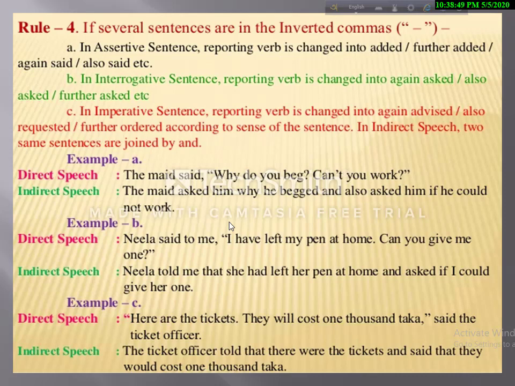Okay, dear students, let us have another example to make it clear to you. Nila said to me, I have left my fan at home, can you give me one? Okay, so there are two repeated speeches, but the repeating verb is only one, that is said. So what will be its answer? Nila told me that she had left her fan at home and asked if I could give her one.